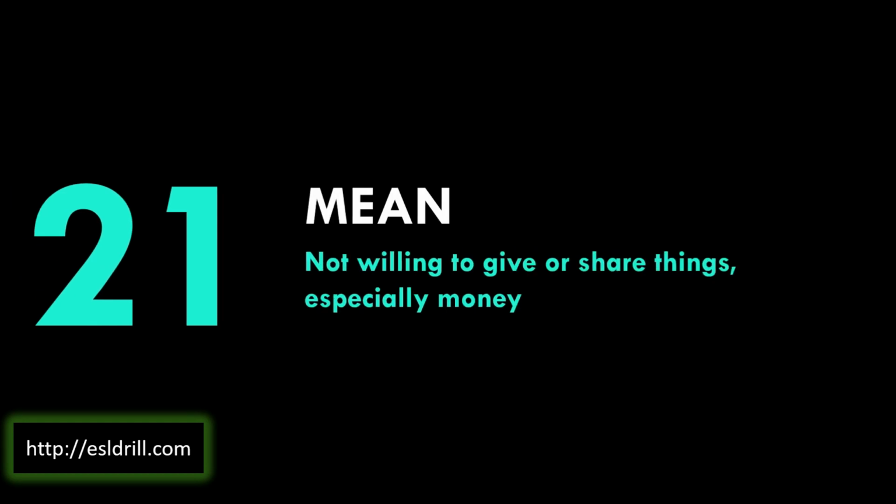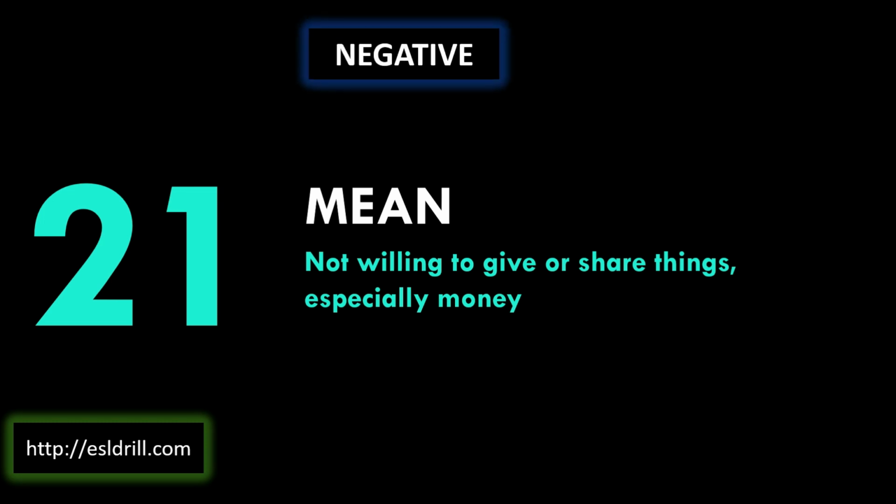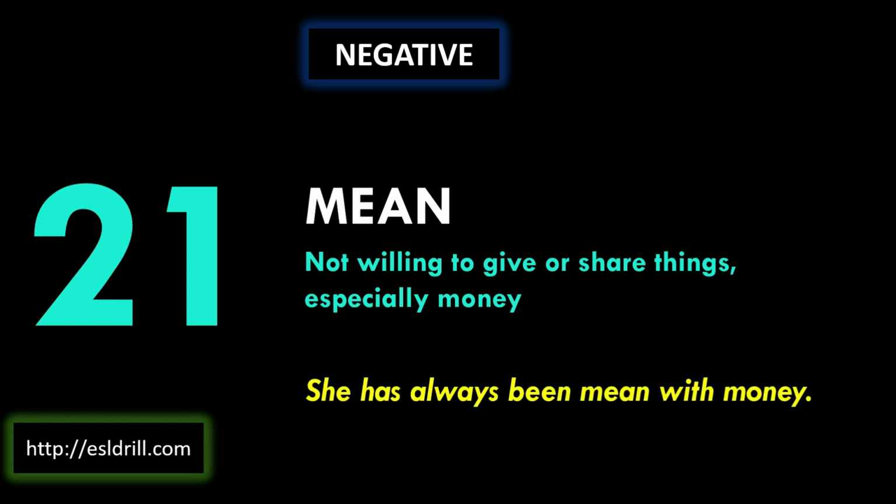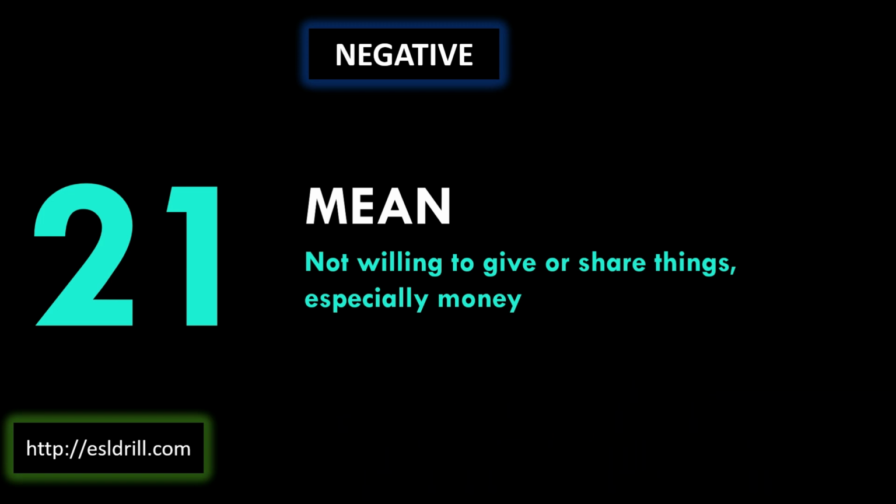Mean. We have already discussed this word when we were dealing with the word stingy. Almost the same meaning. Mean. It means not willing to give or share things, especially money. So since this word and stingy are synonymous, both of them are negative. And an example is here. She has always been mean with money. It means here she has always been unwilling to share her things, especially money. Negative. Now the 22nd.